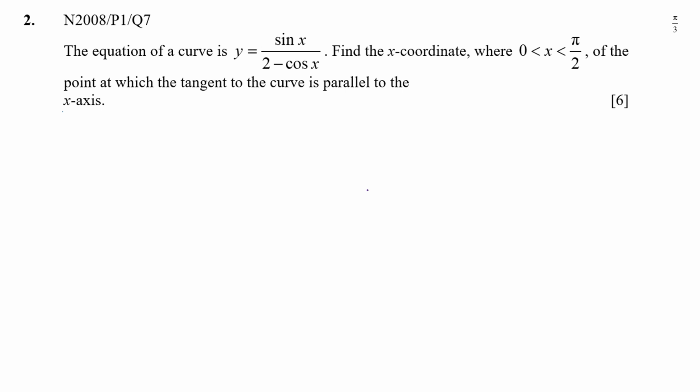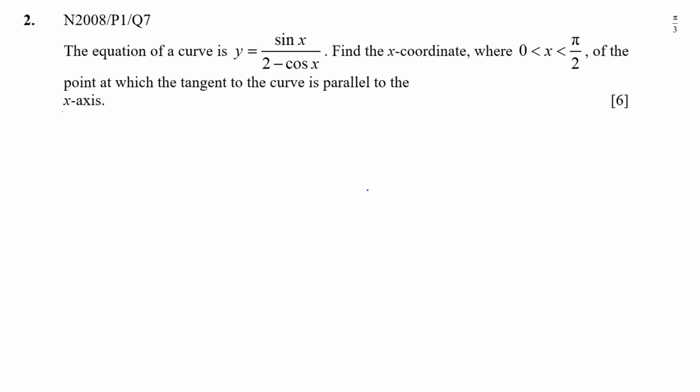Alright, let's look at question 2. For question 2, you're given the equation of the curve, which is y equals sin x over 2 minus cos x. And you're asked to find the x coordinate. Your x coordinate is in the first quadrant because it's between 0 and pi over 2, at the point at which the tangent to the curve is parallel to the x-axis.